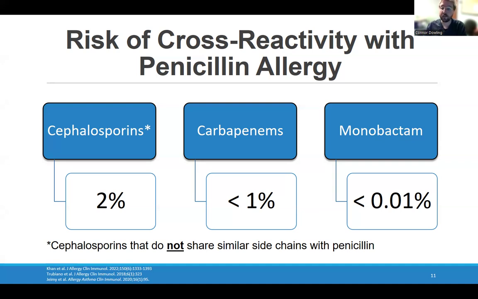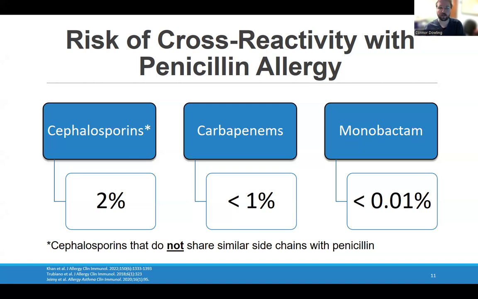Now, when we look at carbapenems and monobactams, this risk is much smaller than what we'd see with cephalosporins, whether they have similar or dissimilar side chains. Specifically for carbapenems, the risk is less than 1% cross-reactivity with a penicillin allergy. And aztreonam, the monobactam, is even smaller than that, with almost a less than 0.01% chance.